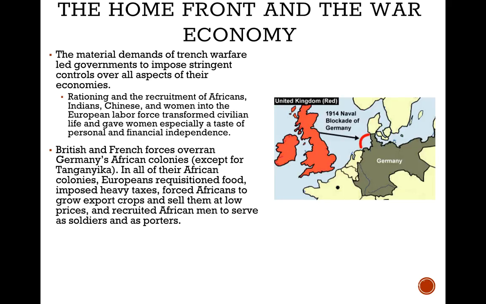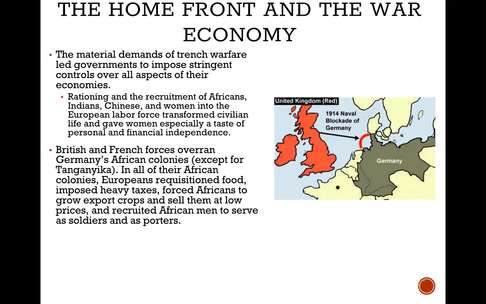British and French forces overran Germany's African colonies. In all of their African colonies, Europeans requisitioned food, imposed heavy taxes, forced Africans to export crops and sell them at low prices, and recruited African men to serve as soldiers and as porters. The U.S. grew rich during the war by selling goods to Britain and France. When the U.S. entered the war in 1917, businesses engaged in war production made tremendous profits.